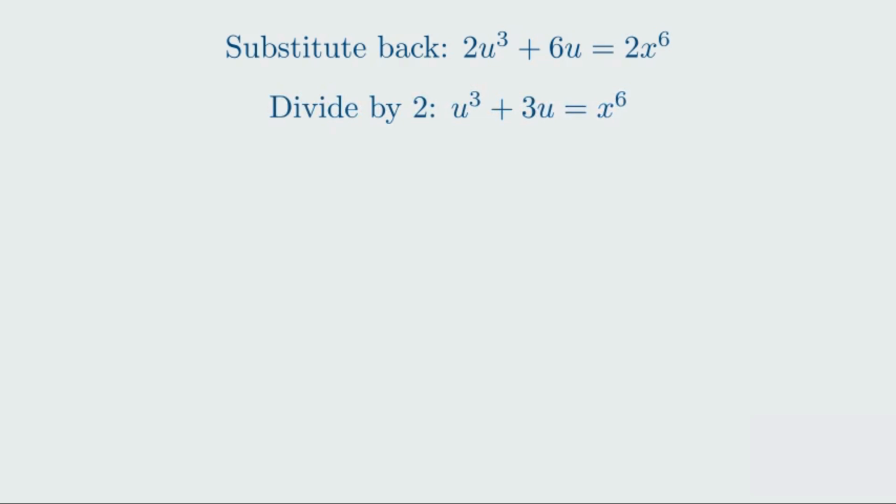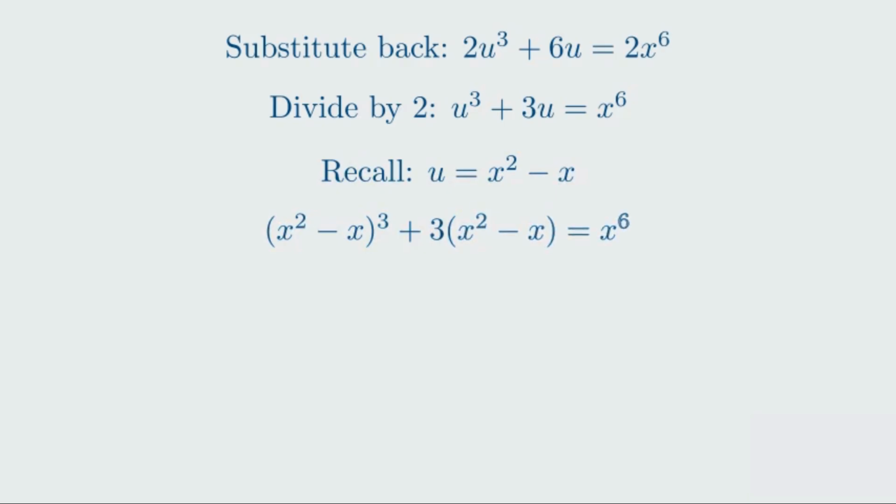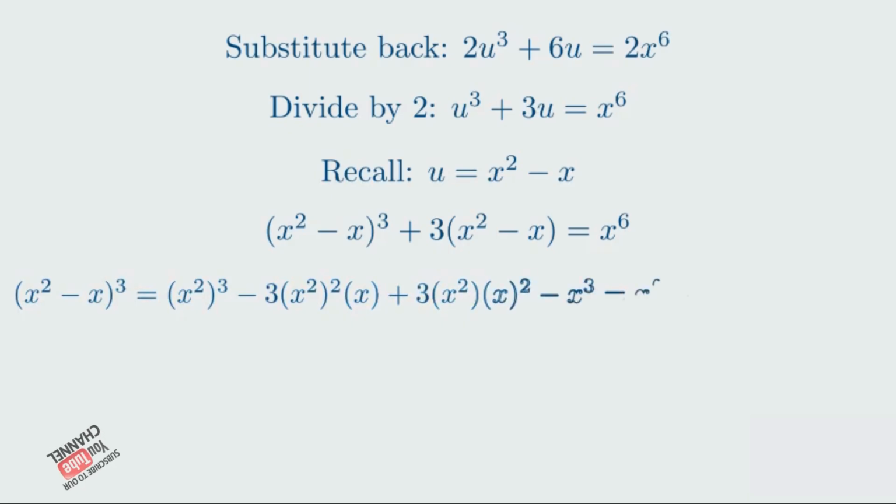But remember, we're solving for x, not u. We need to substitute back our definition of u. Recall that u equals x squared minus x. This is the substitution we made at the very beginning. Let's substitute this back into our simplified equation. We get (x squared minus x) cubed plus 3 times (x squared minus x) equals x to the sixth. It looks like we're back to a complicated cubic, but there's a crucial simplification that happens on the left side. Expanding the first term, (x squared minus x) cubed, gives us x to the sixth minus 3x to the fifth plus 3x to the fourth minus x cubed.